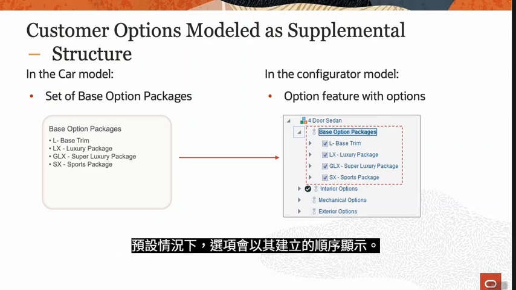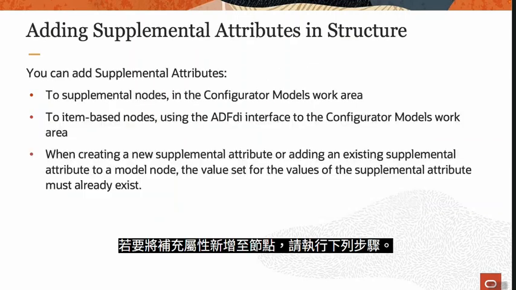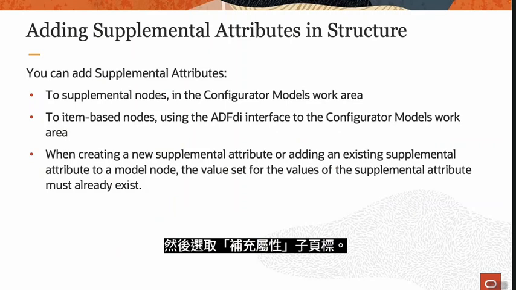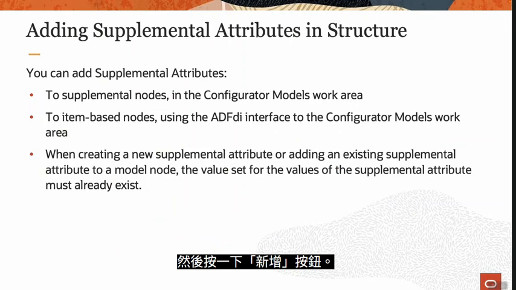To add supplemental attributes to a node, perform the following steps. Open the model draft to which the supplemental attributes will be added. Then, select the supplemental structure node, then select the supplemental attributes subtab. Then, you'll click the Add button. Next, you'll open the list for the name of the supplemental attribute to add. You'll search for and select the desired supplemental attribute.